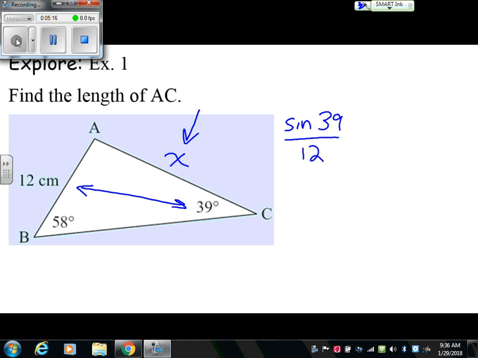Now, before I go any further, you might also see some examples where people do it the other way around. They put the sine in the bottom and they put the side length on the top. That's fine as long as you do that in every part of your equation.